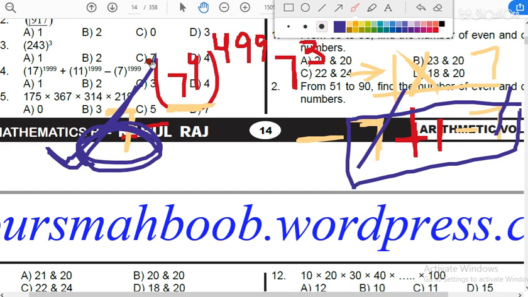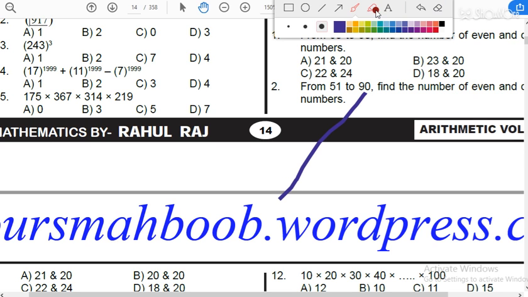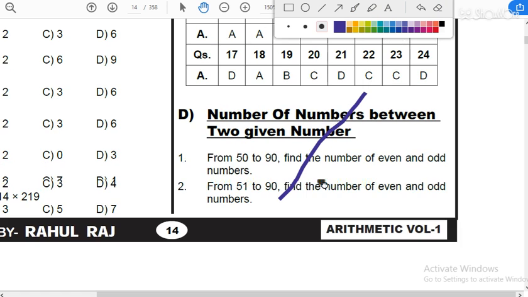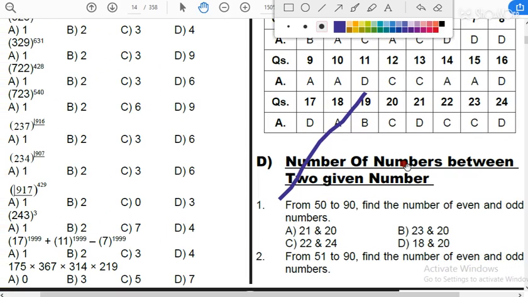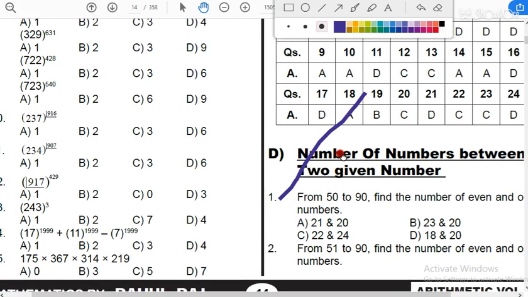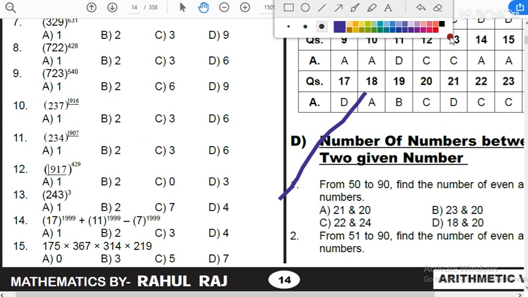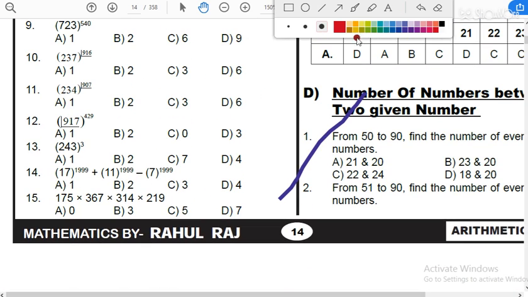Let me see the answer so that we can move to the next questions. Okay, for question number 14, the answer is option A. Yes, the answer is option A because option A is 1. I just remembered the answer, I did not remember the option. So for 14, option 1 is the right answer.